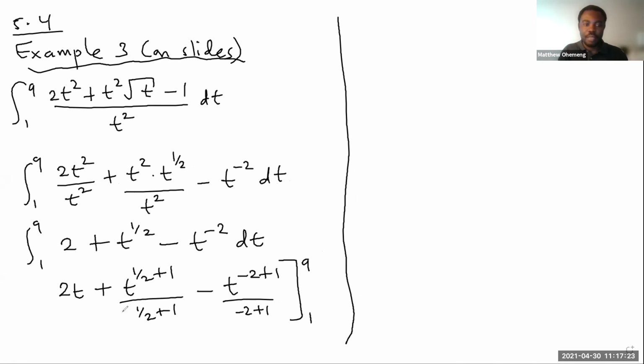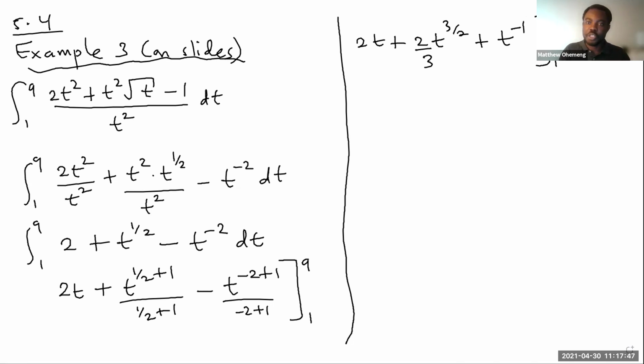Okay, now I think we can simplify this a bit, right? So that's just 2t, and then the half plus 1 is 3 over 2. So simplifying that, we get 2 over 3, and then t to the 3 over 2. And then this one, the minus 2 plus 1 is negative 1. So the negatives will cancel out, giving us a plus, and then t to the negative 1. And this evaluated from 1 to 9, right?